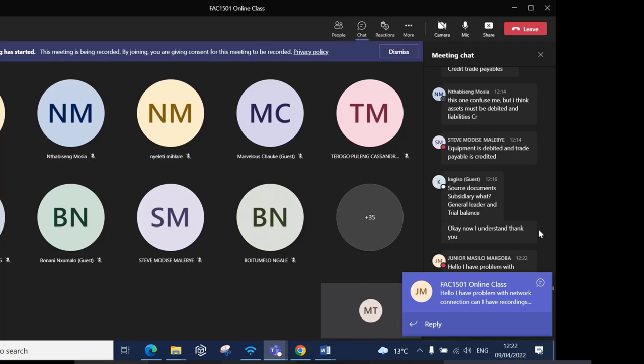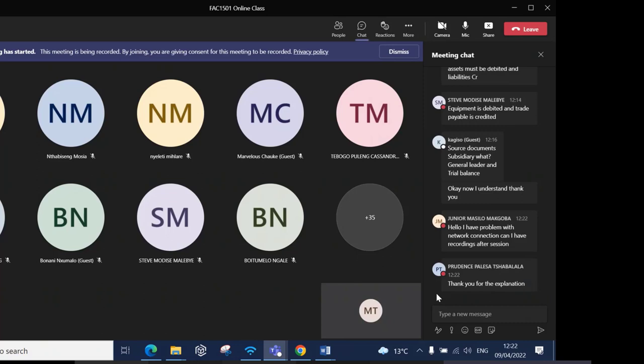I see Junior says, "Hello, I have a problem with network connection. Can I have recordings after the session?" Junior, Unisa will post this recording, but I don't think it will be today. Unisa will give the recordings to the students, but I don't promise that you'll be getting the recording today.